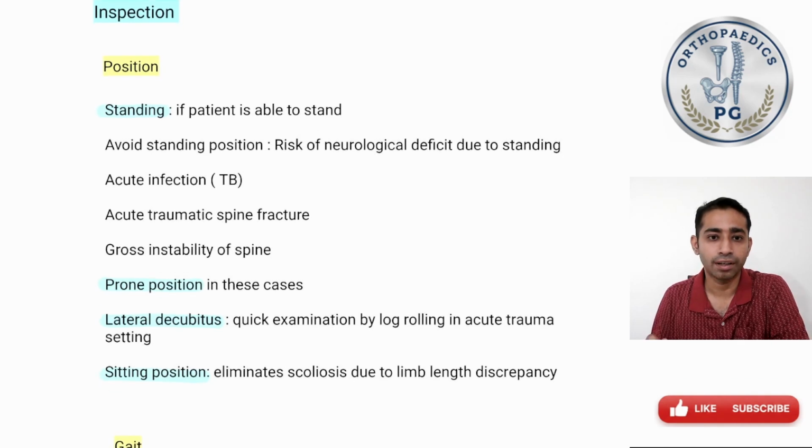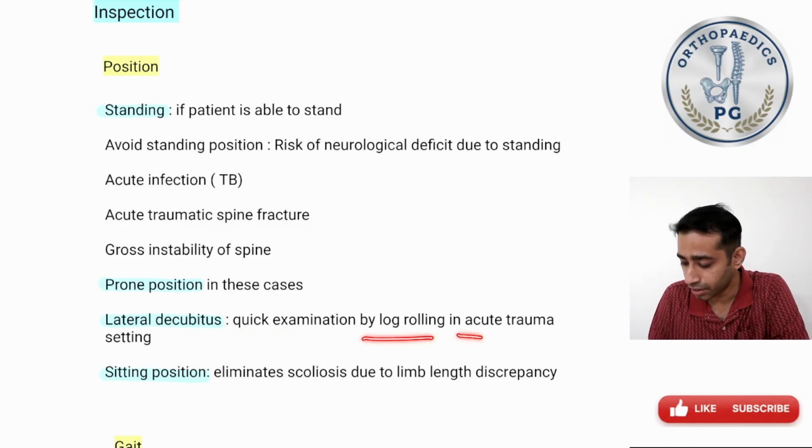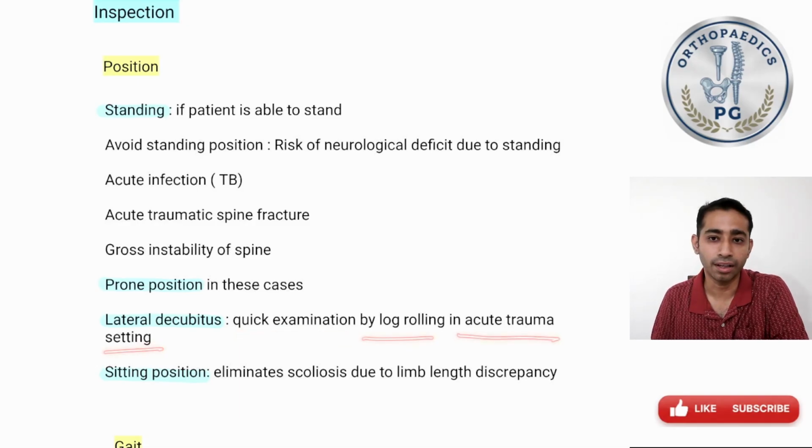What is the role of lateral decubitus position? It is for quick examination by log rolling when there is a patient with an acute trauma. When a patient comes with acute trauma, you're already doing your ATLS and you do want to do a quick examination of the spine. You log roll the patient and examine in lateral decubitus position.